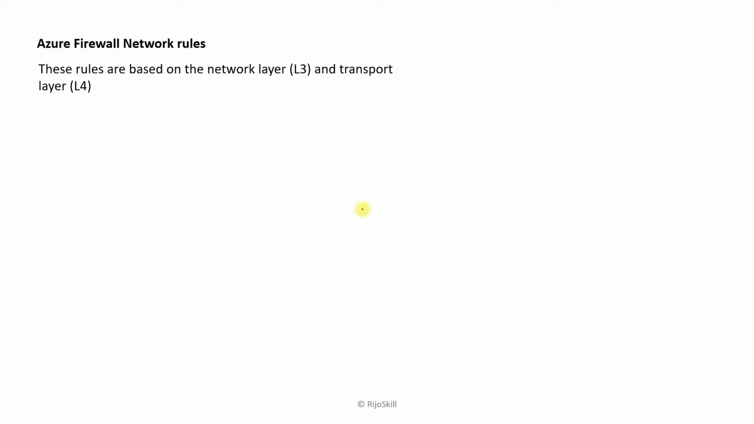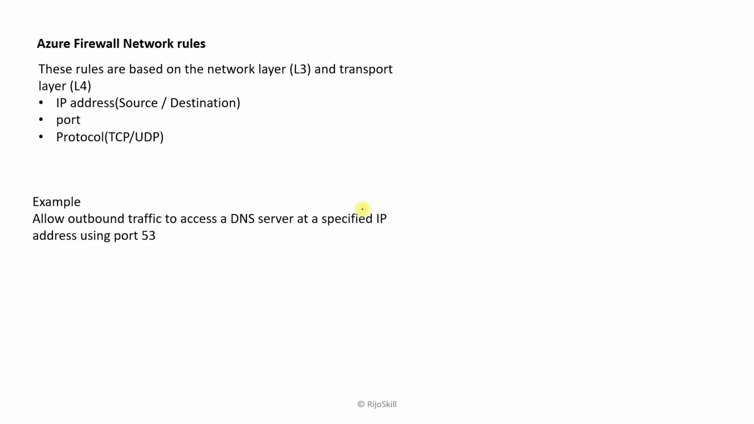So now we will discuss the Azure Firewall network rules. What does a network rule mean? These rules are based on your network layer and transport layer. What are the main components? IP address, port, and protocol. Here you can see one example: allow outbound traffic to access the DNS server at a specific IP address using port 53.